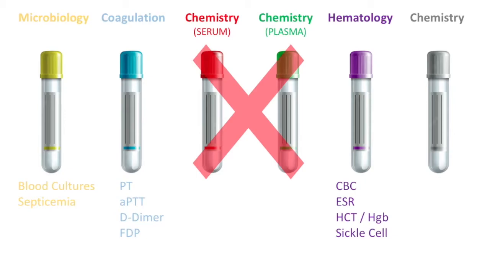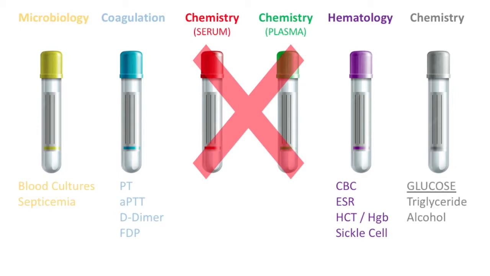We have our complete blood count, which includes red blood cells, white blood cells, thrombocytes or platelets, and reticulocytes. That's a complete blood cell count. We also have our erythrocyte sedimentation rate, otherwise known as our ESR or sed rate. We have our hematocrit, hemoglobin, and sickle cell. So we've got the yellow, light blue, and lavender down. We've got to move to the gray.